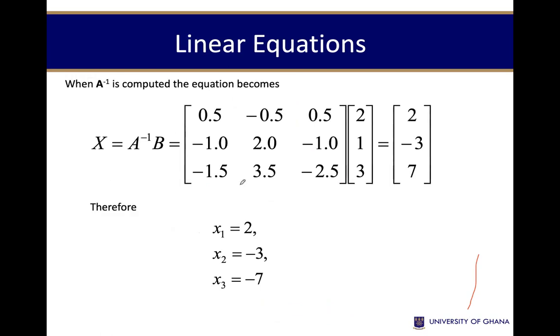So once you do that, you should have the 3 by 3 matrix to be the following, and then you multiply it by the B. Even that one, the calculator can still do that for you as well.